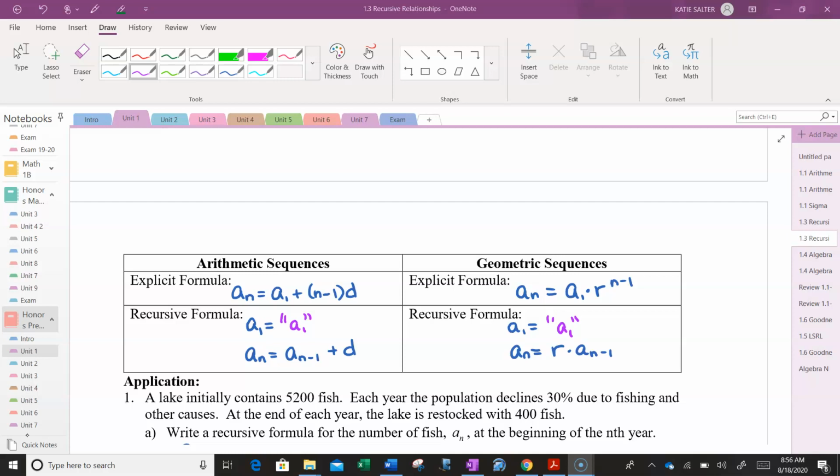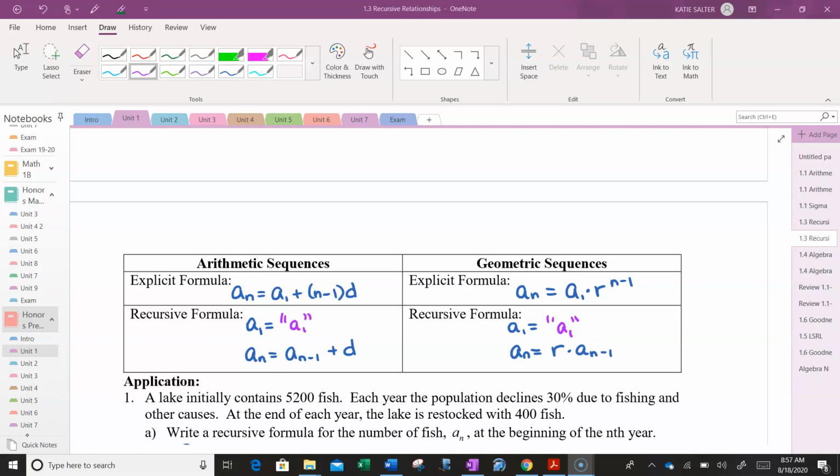But what y'all need to understand is not all recursive forms are arithmetic or geometric. For example, the Fibonacci sequence is a sequence that cannot be written with an explicit formula. It can only be written recursively because it has to have the previous terms to continue to grow. So the way nautilus shells grow, or beehives are built, or pine cones grow, those are all Fibonacci sequences.